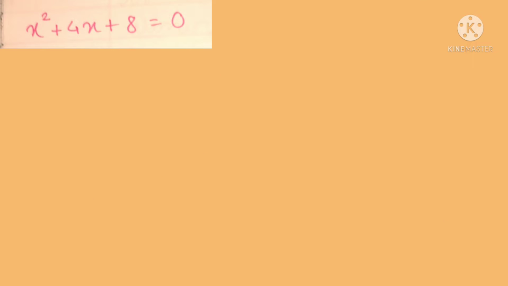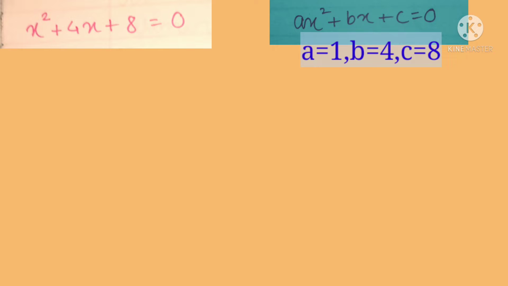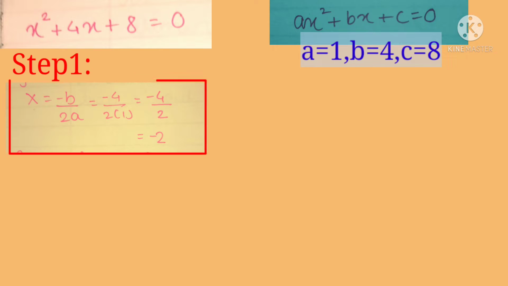Take the first example. The given equation is x square plus 4x plus 8 is equal to 0. It's nothing but a quadratic equation. We'll compare it with the standard form of the quadratic equation, that is ax square plus bx plus c, in which a is equal to 1, b is equal to 4 and c is equal to 8. Now we need to find x is equal to minus b by 2a, from which we will get the value of x. If we put the value of b, it's minus 4 divided by 2a, which is 2 into 1, and we will get the answer as minus 2.